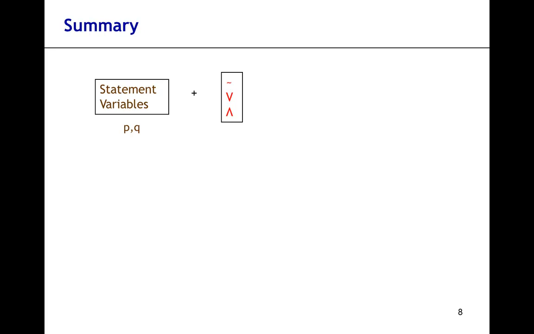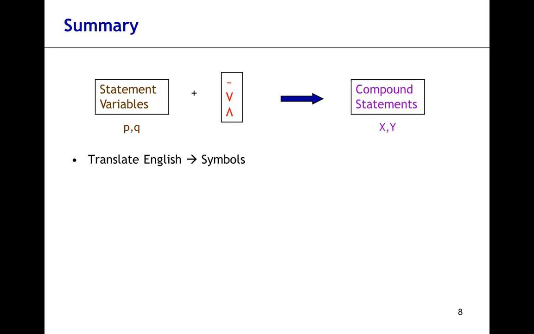In summary, we have learned that if we combine statement variables such as little p or little q with logical operations not, or, and and, we'll end up with a new and more complex statement called compound statement, represented by capital letters. We also learned to translate English statements to symbols. In particular, P but Q means P and Q, and neither P nor Q means not P and not Q.